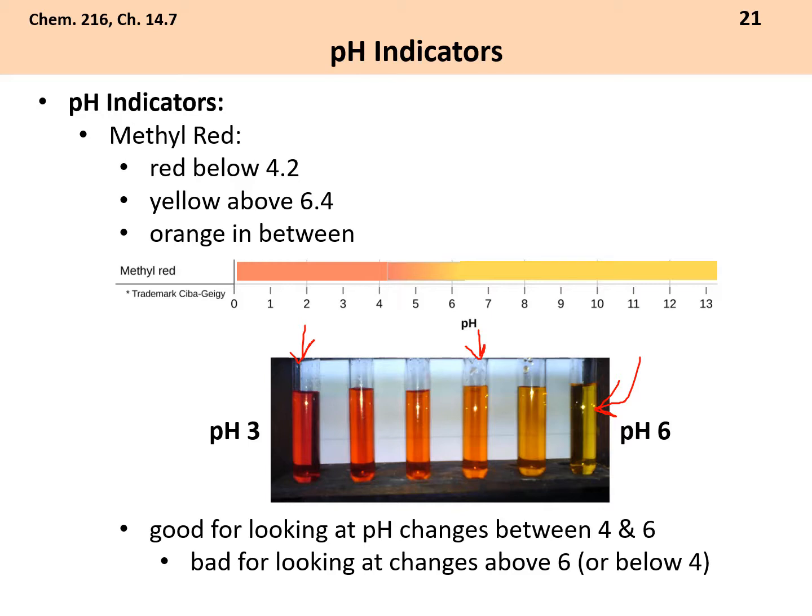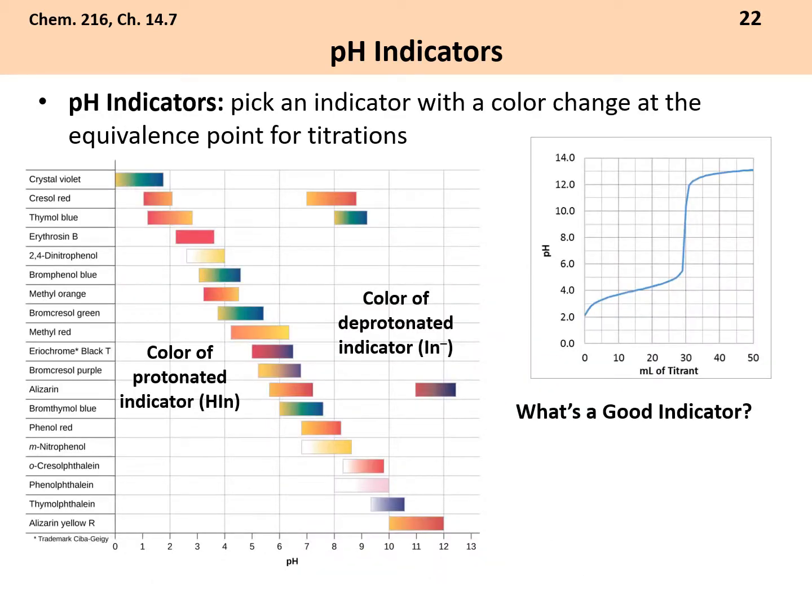So what this means is this would be a good indicator if I want to look at a pH change between 4 and 6. If I wanted to look for a pH change between 8 and 10, this would just go from yellow to yellow, so it'd be bad. But if I'm looking for when it goes from 4 to 6, I could use the color change to do this.